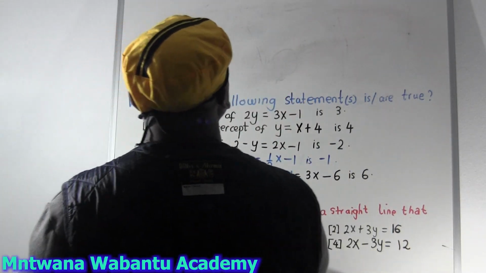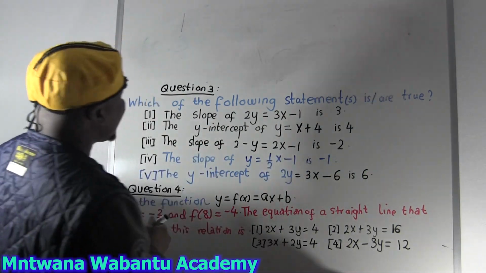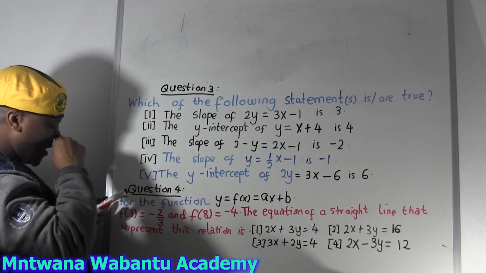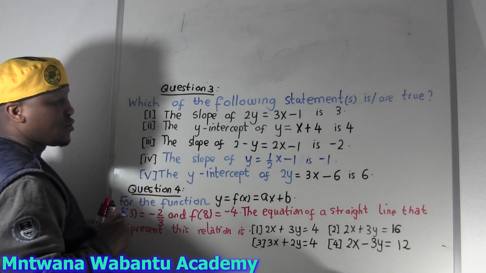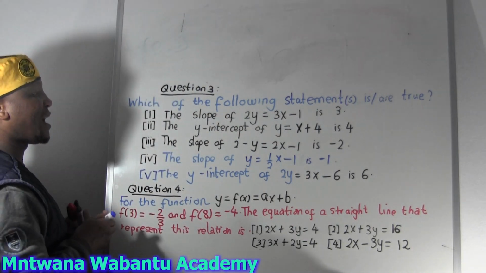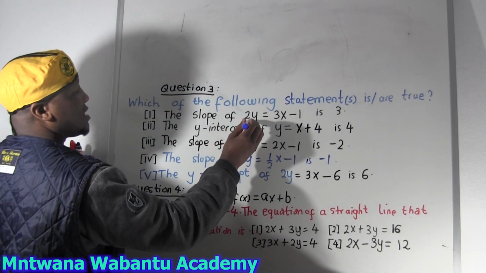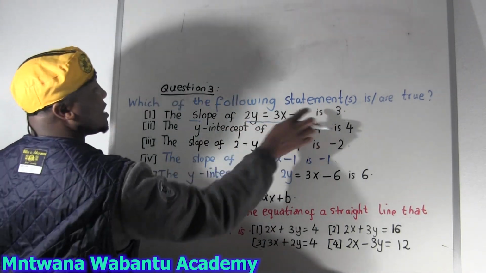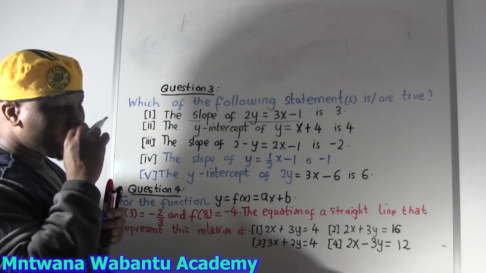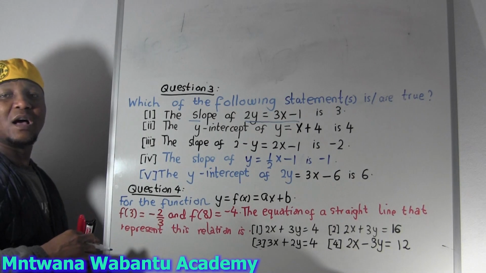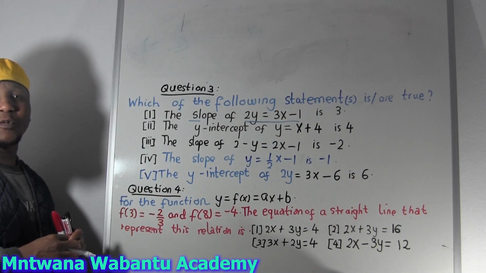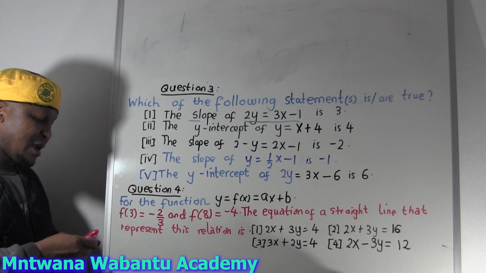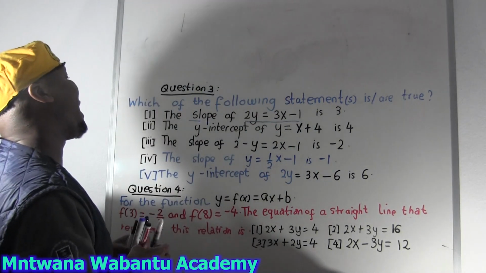Now let's see which of the following statements is true or are true. You don't want to just say this is true, this is not true. You have to take the equation and simplify. They say this is our equation, and they say the slope of this equation is 3. Try to predict: do you think it's going to be 3? First and foremost, take your equation and write it in the standard form of equation of a line.